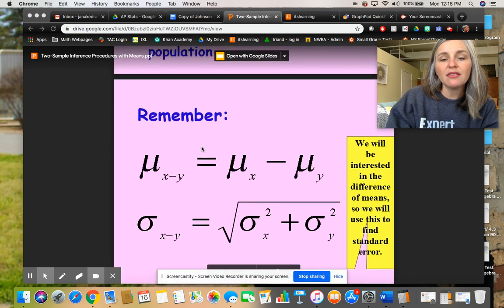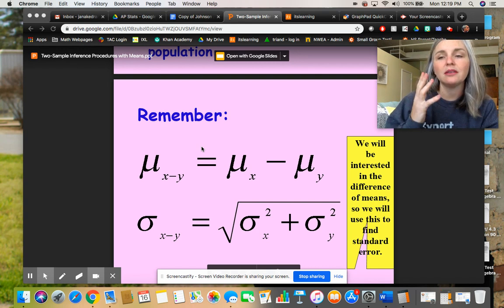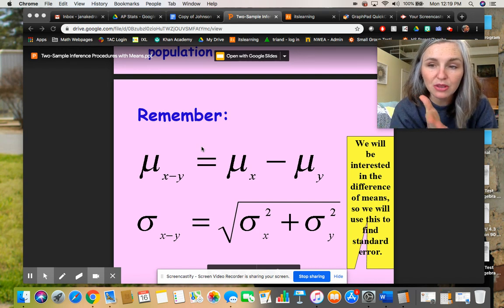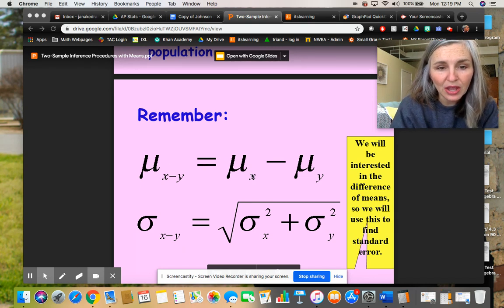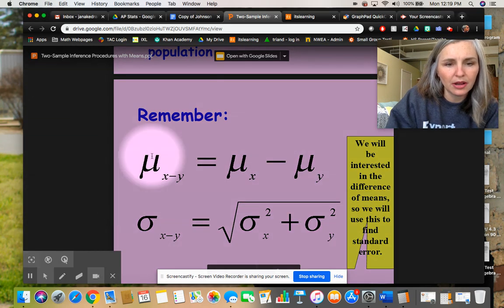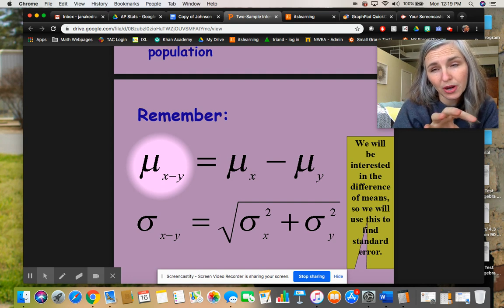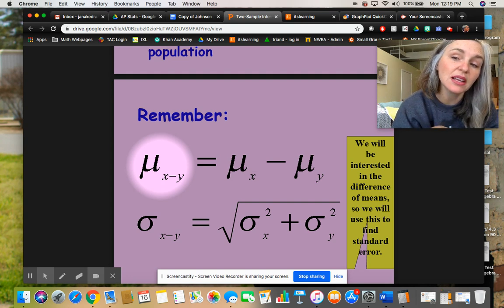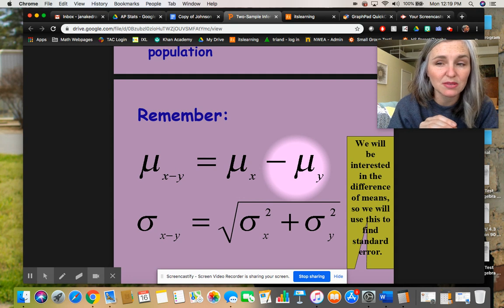Starting off, I'm not going to do the math behind this because I don't think it's relevant for you guys. I always think it's relevant, but there's time better spent. It turns out that when we're comparing two populations, you can find the mean of the difference simply by subtracting. So if I wanted to find the mean of x minus y, it would just be the mean of x minus the mean of y, exactly like what you expect.